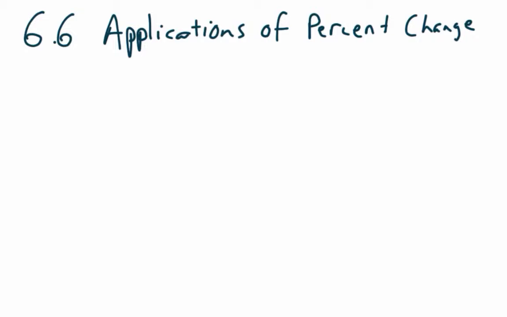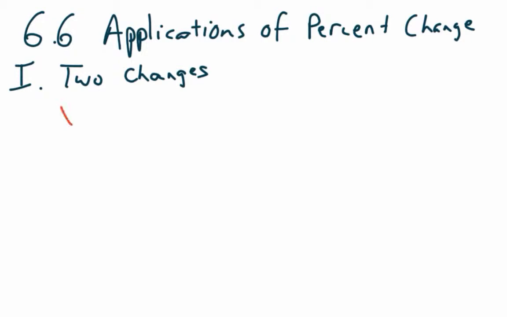Chapter 6, Section 6, Applications of Percent Changes. This actually goes back to what we were doing in the last couple sections, where instead of just doing percent increase once or percent decrease once, we're going to be doing multiple changes, typically just twice. So I'm going to say Roman numeral 1 is going to be 2 changes.